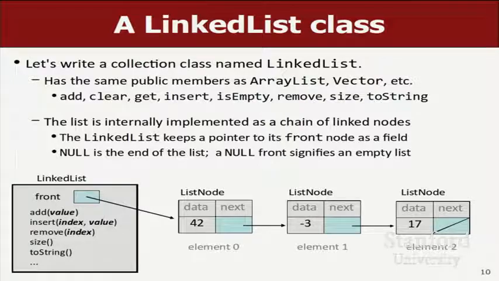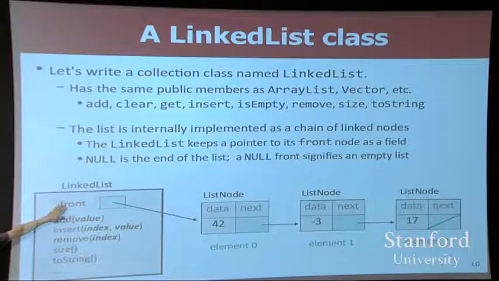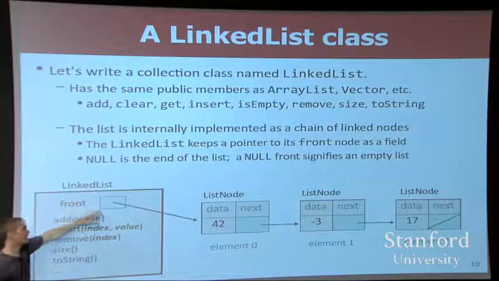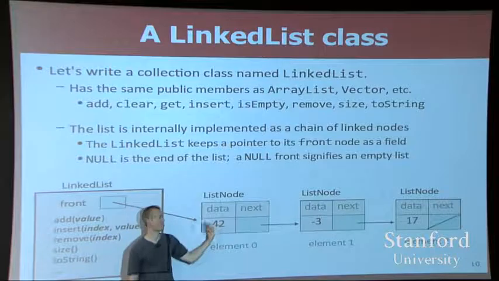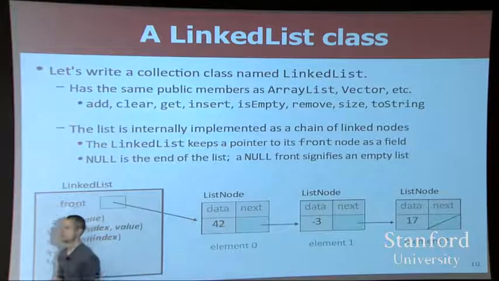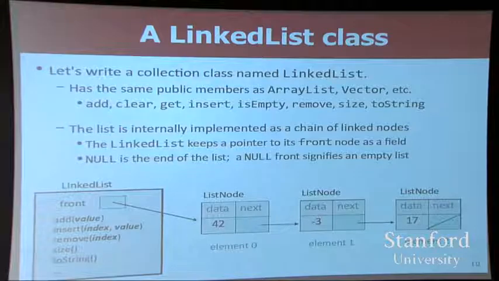Okay, so what you do in this linked list class, you have a list node pointer called front. And it is the pointer to the first list node of data. And then those nodes point to each other all the way across. And so we'll modify front or front next or whatever as needed to put things into the list.